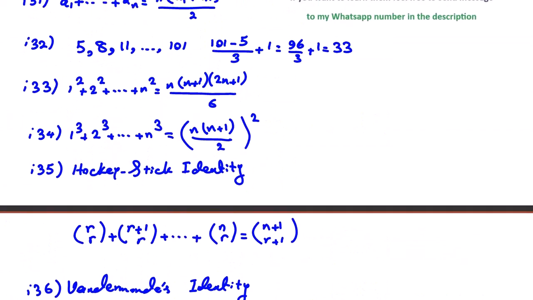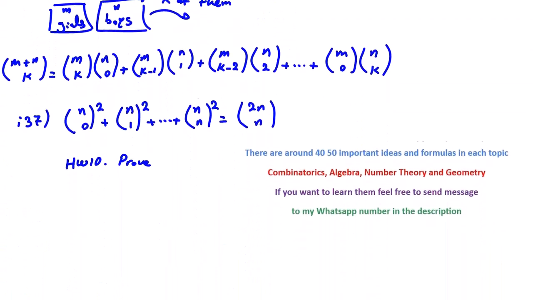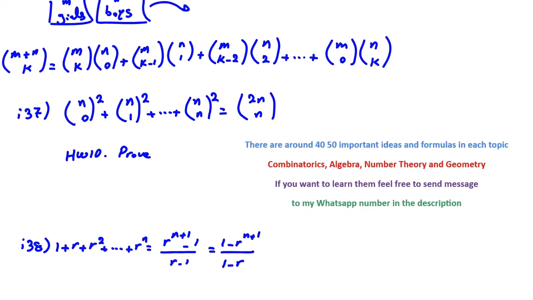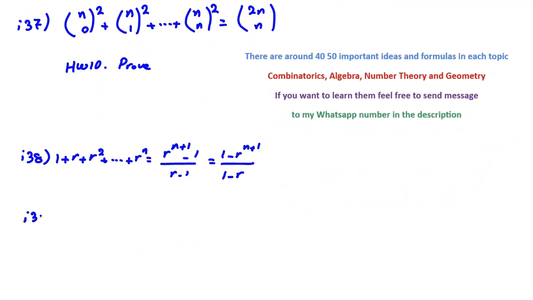Okay, I told you 1 cubed up to n cubed. Now let me tell you idea 38. 1 plus r plus r squared up to r to the n, a geometric sequence sum. It's r to the n plus 1 minus 1 over r minus 1. Or you can negate both numerator and denominator. Most of the time when r is greater than 1, we write it like this, and r less than 1, we write it like this. And idea 39, sometimes the absolute value of r is less than 1, and then we want to calculate 1 plus r plus r squared, and so on. So in this part, r to the n plus 1, because n goes to infinity, it will be 0, and the sum will be 1 over 1 minus r.